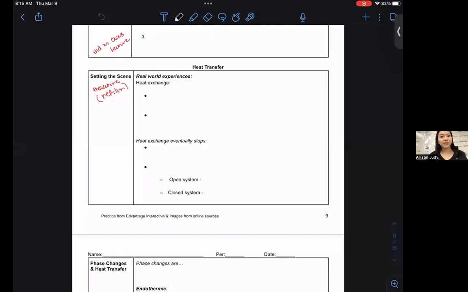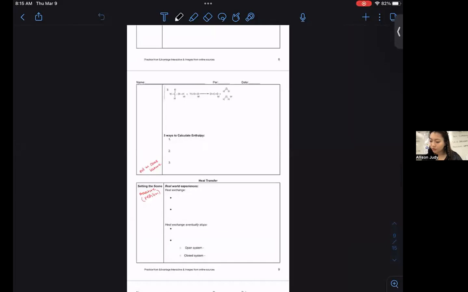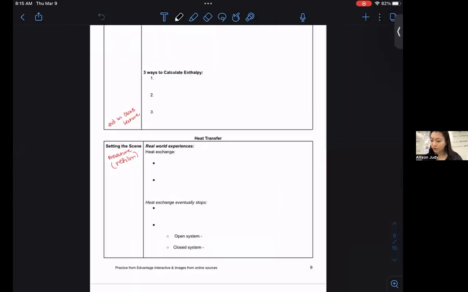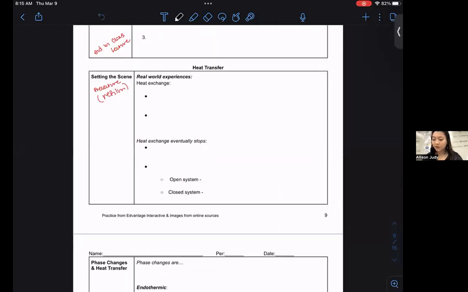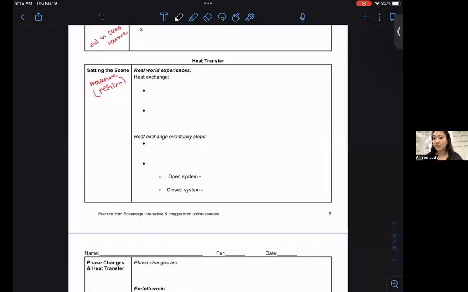All right, welcome to your intro to heat transfer pre-lecture. So we've talked about enthalpy and we've been talking about three ways to calculate enthalpy. And now we're looking more specifically at how we calculate the heat exchange between system and surroundings, or between two objects. So let's remind ourselves of a couple of things we already know to be true through our everyday experience.